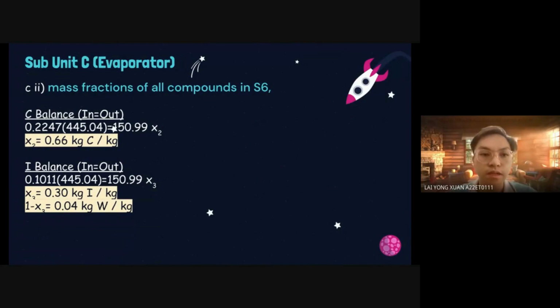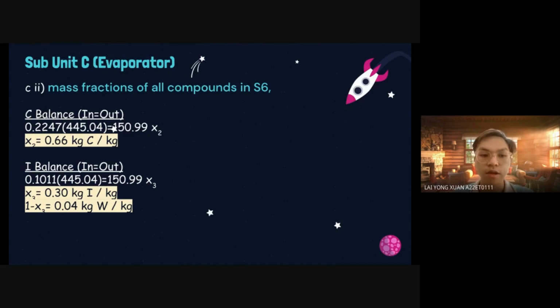Hello everybody. I'll be taking over for part C, second part, and also part C, third part. We'll start with part C, second part, where we want to find the mass fraction of all the compounds in stream 6 itself. We'll take into consideration subunit C, which is the evaporator. We have a few mass balance equations. The first one we will use is the C balance, which is input equals output. And then we have this equation over here to get our X2 value, which is 0.66 kg C per kg.